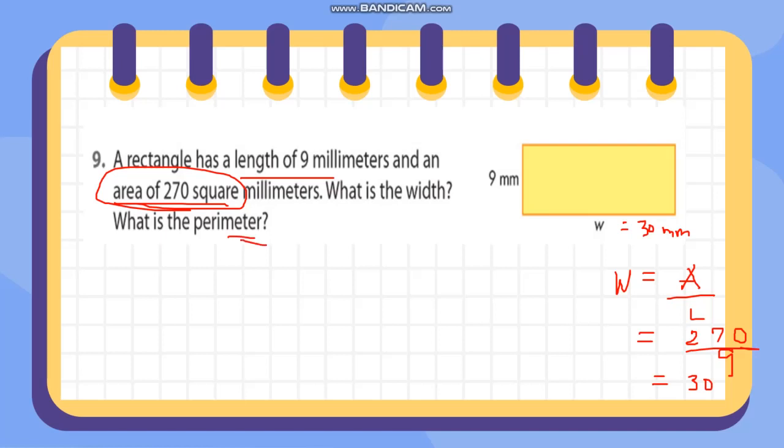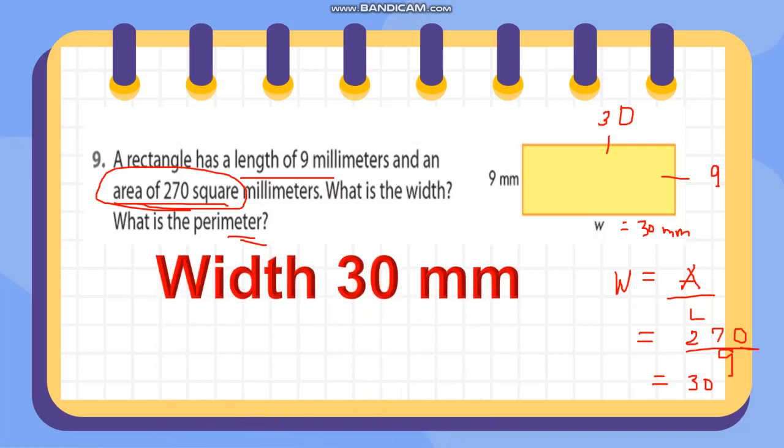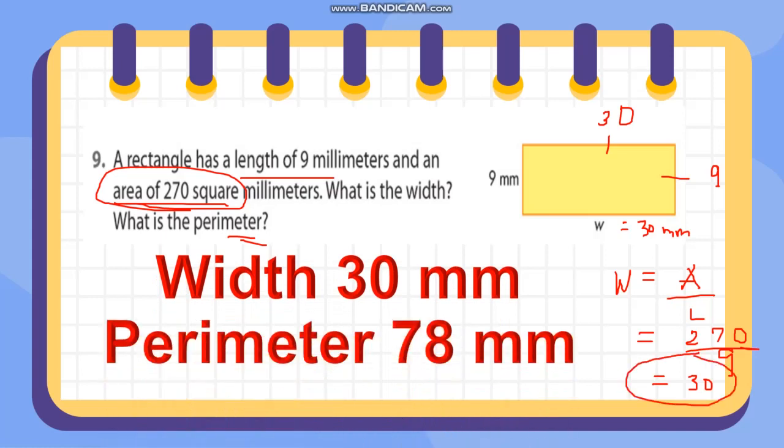Yes. To find the perimeter, you just find the opposite sides, then add 9. So this is 9, 30, and this is also 30. So you can add all the sides, or you just simply multiply 2 by 9 and 2 by 30, then add. So 30 plus 30 is 60, plus 9 is 69, plus 9 is 78. So the width is 30, this one is 30, and the perimeter is equivalent to 78 because we add 30 plus 30 plus 9 plus 9.